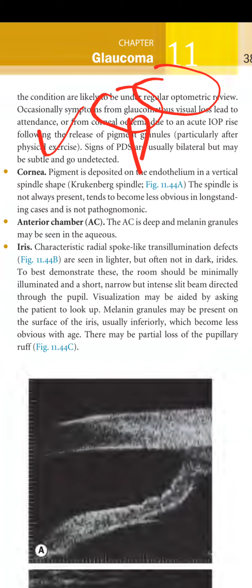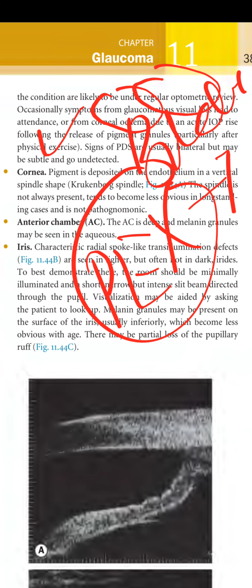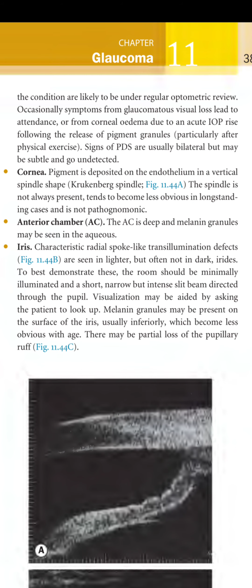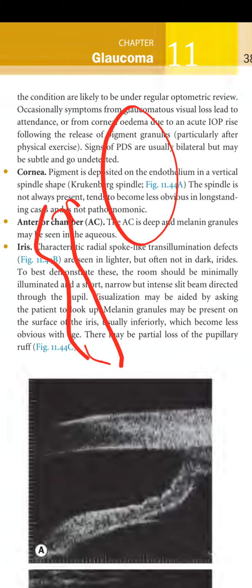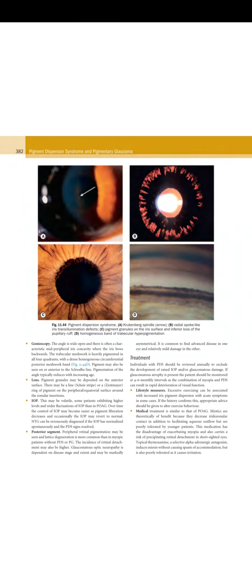So this is usually a bilateral condition, whereas pseudoexfoliation, though also bilateral, can present as a unilateral glaucoma. Corneal pigment is deposited on the endothelium in a vertical spindle shape, the Krukenberg spindle. The spindle is not always present, tends to become less obvious in long-standing cases, and is not pathognomonic. So basically, the pigment becomes a vertical line on the cornea, which is called the Krukenberg spindle.